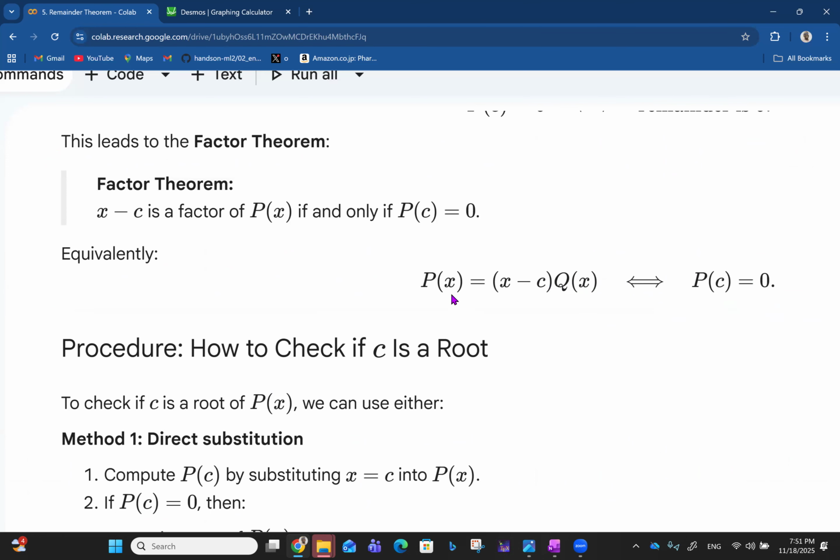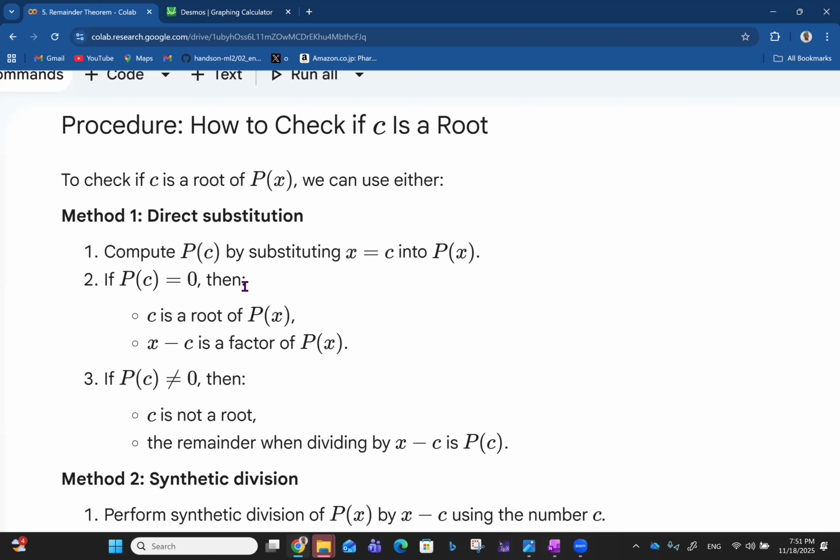To check if C is a root of P of X, we can use either method 1. You can do direct substitution. You compute P of C by substituting X equals C into P of X. If P of C is 0, then C is a root of P of X. And that means X minus C is a factor of P of X. That means X minus C can divide P of X perfectly, right?